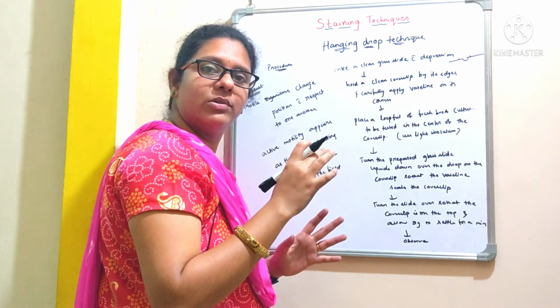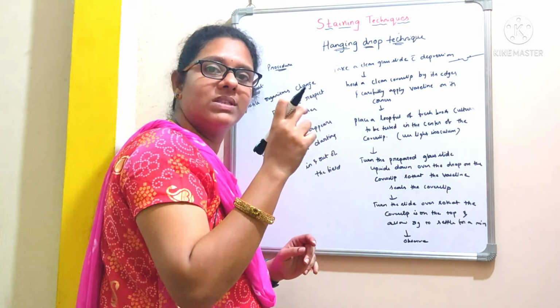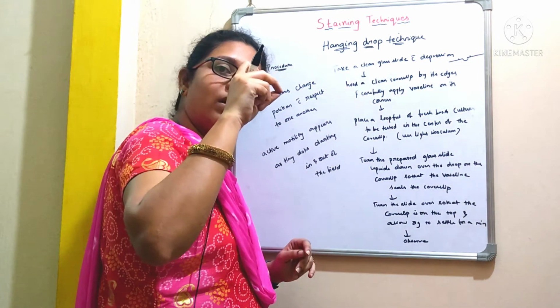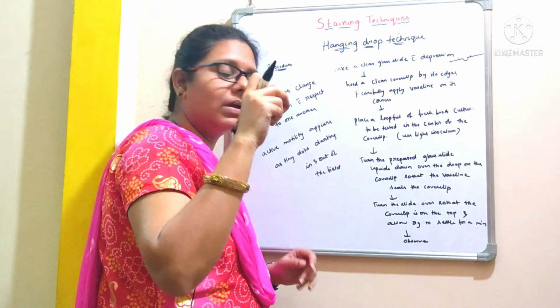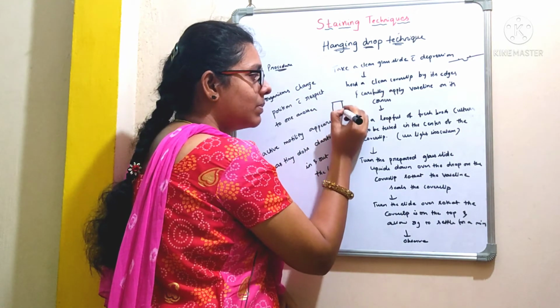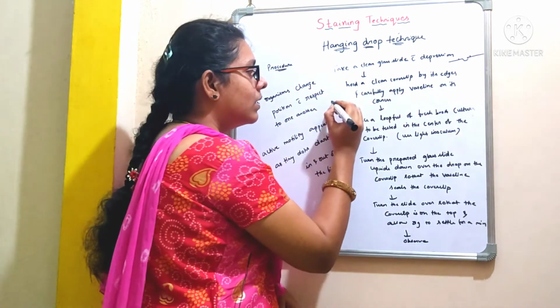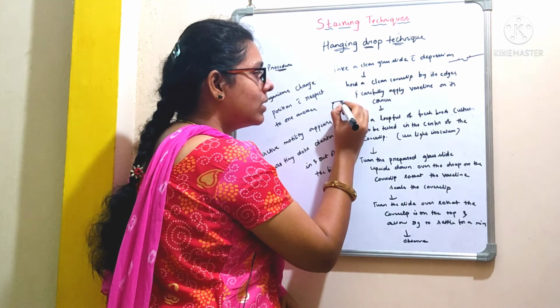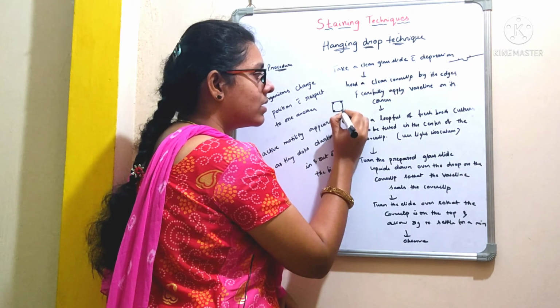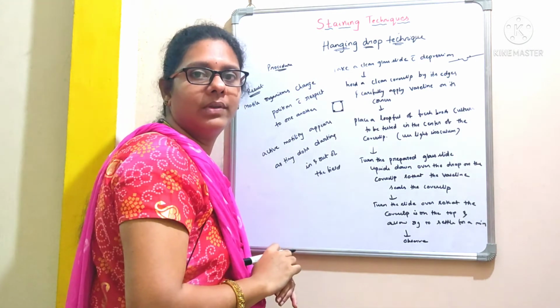So what you are supposed to do in the second step, you have to choose a cover slip. Just hold it from the edge of the cover slip. Now what you are supposed to do, for example, this is the cover slip. Now you have to apply petroleum jelly at all the four corners with the help of a toothpick, right?